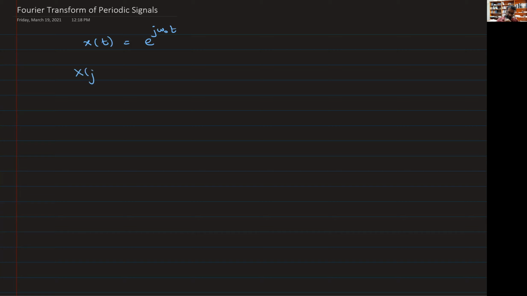I just apply the definition. This is the integral from minus infinity to plus infinity of e raised to the power j omega naught t times e raised to the power minus j omega t dt, which is the integral from minus infinity to plus infinity of e raised to the power j times omega naught minus omega times t dt. And I need to compute this integral. It turns out this integral is, my screen is stuck, is it?